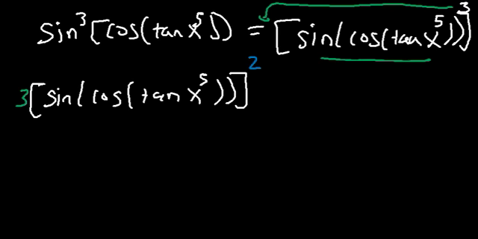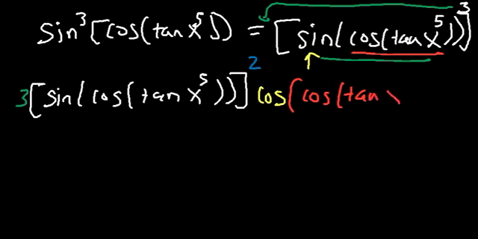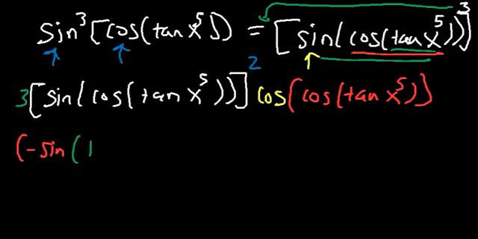Then work your way towards the inside. Differentiate sine. The derivative of sine is cosine. And then the angle of sine is everything we see here. So cosine, tangent, x to the fifth. Okay, so we're done with sine. Now we need to move on to cosine. The derivative of cosine is negative sine, and then the inside part, or the interior of cosine, is tangent. So tangent x to the fifth. So now we're done with cosine.